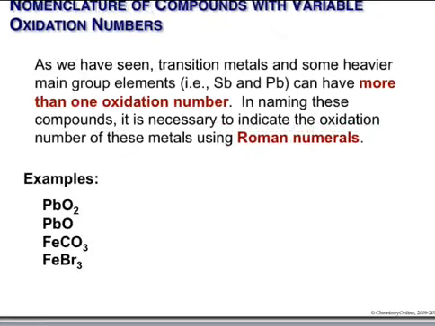Every oxygen is a -2. We have 2 of them, right? So that's how many negatives? That's 4 negatives. Therefore, our lead must be +4. We will therefore call this lead(IV) oxide. Oxygen is going to be -2. We have 1 lead. That lead must be +2, right? So we show that as lead(II) oxide.